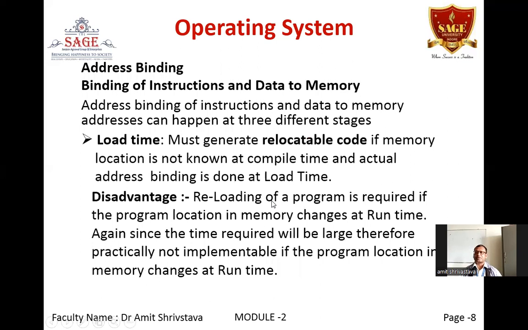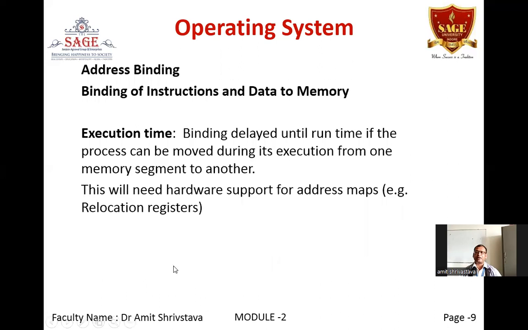We can go for load time. In that case, the same scenario will be there. If we shift the program in the physical memory from one place to another, then I will need to reload the program again, and again it is not practically possible. So we go for execution time binding, where binding is delayed until runtime. If the process is moved during its execution from one memory segment to another, then we can make use of some hardware for changing that address, and no recompiling or reloading of the program is required. So execution time binding is the requirement for this particular facility.